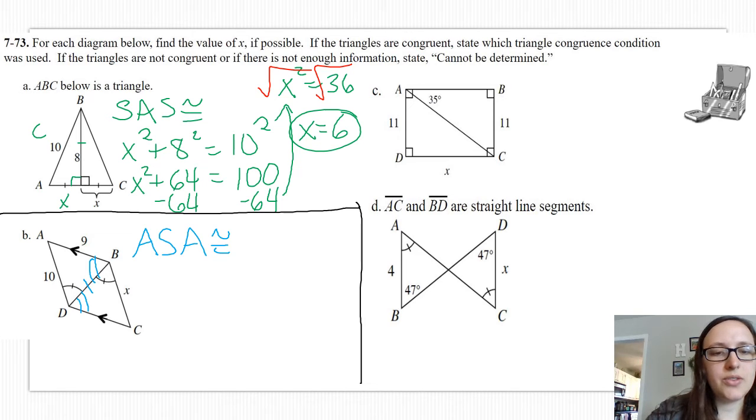All right, and this one's easy. We don't have to do any calculations. We just know that corresponding sides are congruent. We know that AD is corresponding to BC. So that means that x equals 10.